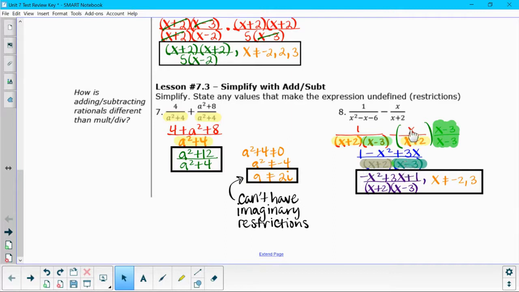Be careful and make sure that you're not only distributing the x to both terms, but you're also distributing this negative. So it's negative x times x, negative x squared, negative x times negative 3, which is positive 3x. Now, I cannot factor this numerator any further, so that is going to be my final answer. Also, do not forget, when you are just simplifying, you do still need to include those undefined values. So I have negative 2 and positive 3.